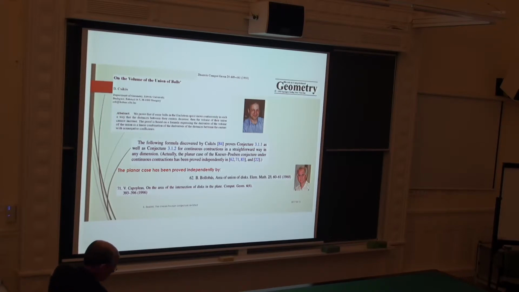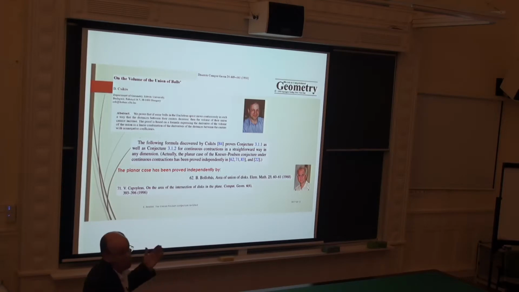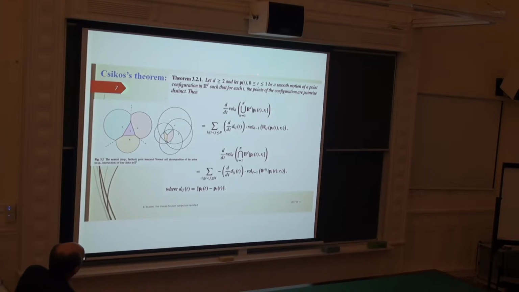So the Bollobás paper is for union, Kantowski for intersection. And Csikós' theorem actually not only states that the Kneser-Poulsen conjecture holds for continuous contractions, but it does give a formula. And whenever we see such a nice formula, that's very impressive. This tells how we prove it. So the formula here relies on the following. On the one hand, we have a smooth motion of a point configuration. And, well, there are two cases. We take union of balls. We take intersection of balls. And then there is an underlying structure here.